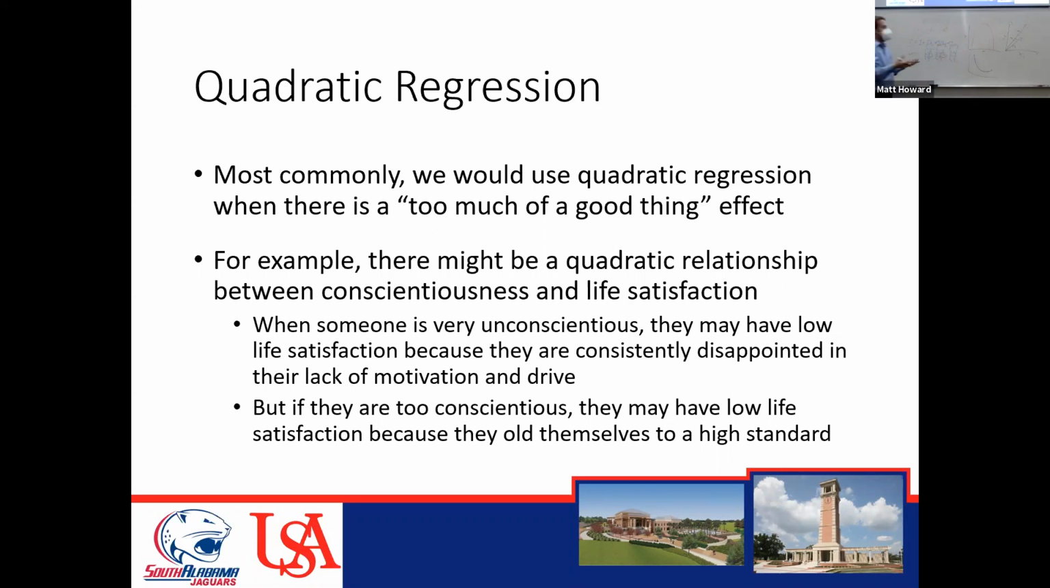And we could never test that hypothesis with just linear regression. We need to use quadratic regression to see, is there a too much of a good thing effect between conscientiousness and life satisfaction? Because quadratic regression can test the single curve, whereas linear regression alone cannot.